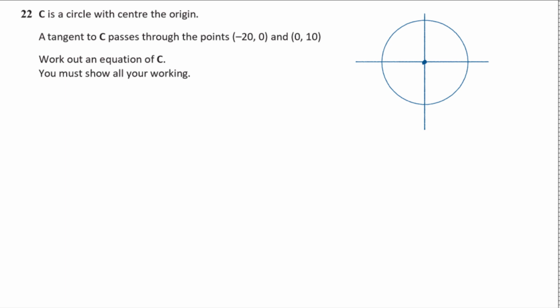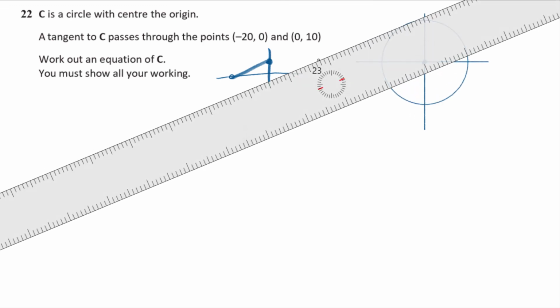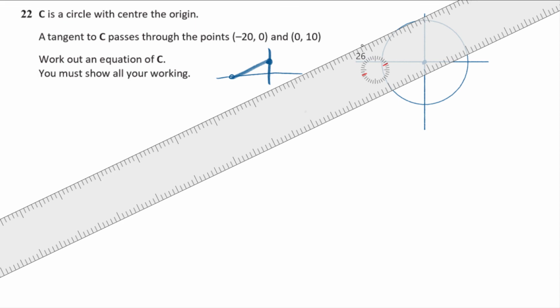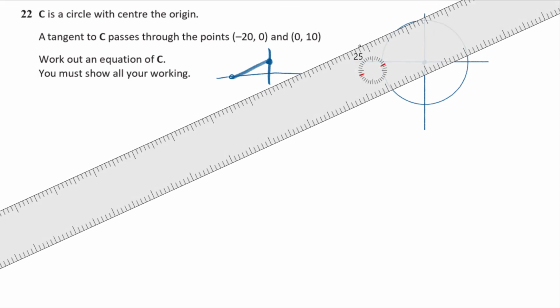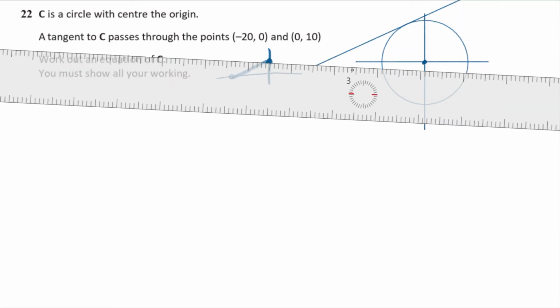A tangent to C passes through the point negative 20, 0. If you've got minus 20, 0, it's down there on the number line, isn't it? And then 0, 10 is more like that. So we're going to have a slanty line here, which has a gradient of about a half. If it's just touching the circle with a gradient of a half, then it's going to be a line that looks something like this. Okay, so let's just extend that line out a little bit then.